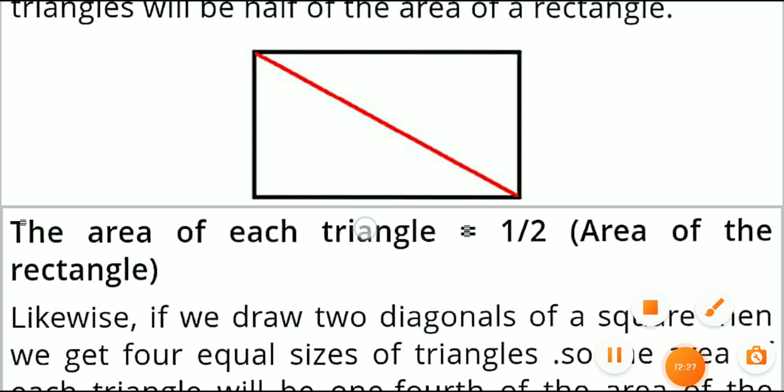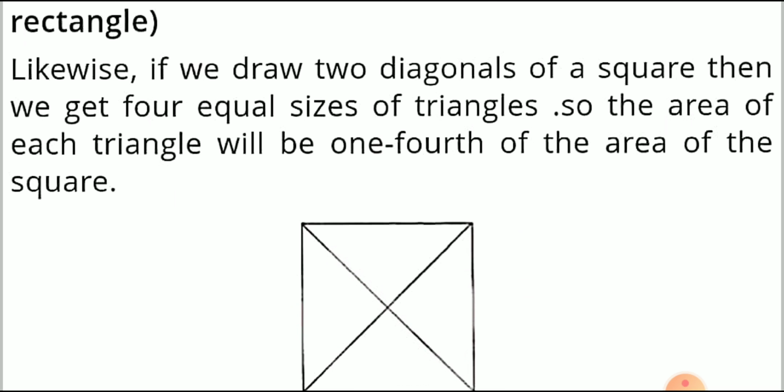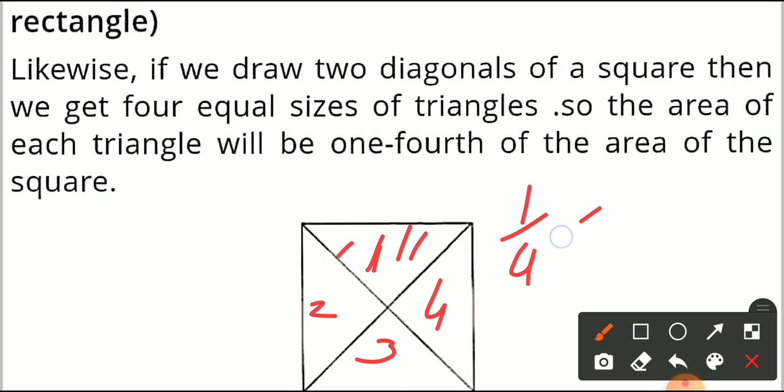Understand? Likewise, if we draw two diagonals of a square, then we get four equal triangles. So the area of each triangle will be 1/4 of the area of the square. Here we can see that this is 1, this is 2, this is 3 and this is 4. Here we get four triangles. To calculate the area of any one of these triangles, you will multiply 1/4 with the area of the square.